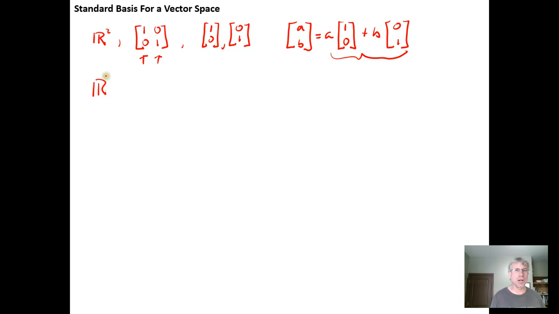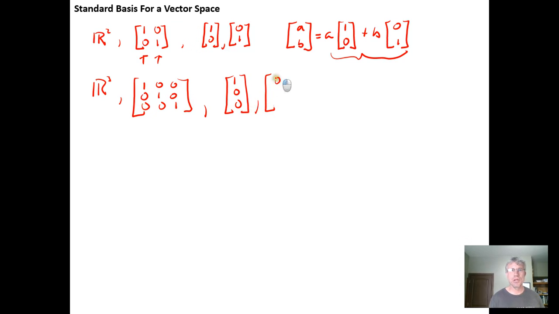So if we're working in R3, the identity matrix for R3 would be 1, 0, 0, 0, 1, 0, 0, 0, 1. And the standard basis for R3 would be the column vectors of the identity matrix for R3. So 1, 0, 0, 0, 1, 0, and 0, 0, 1. And this extends into m-dimensional space in the way that you expect it to.